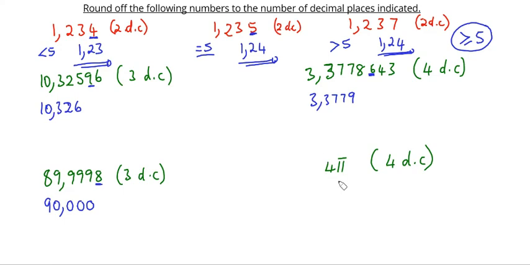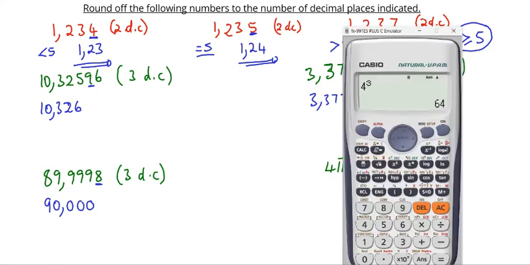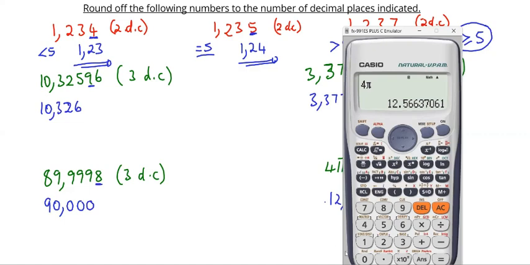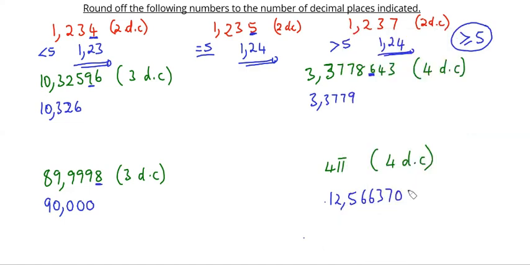What about 4 pi? When you're given something like this, we need to find your calculator and say, okay, what's my calculator? 4 shift pi. What do we get? We get 12,56637, 061. This is the number that you're looking at. And we need 4 numbers after the comma.